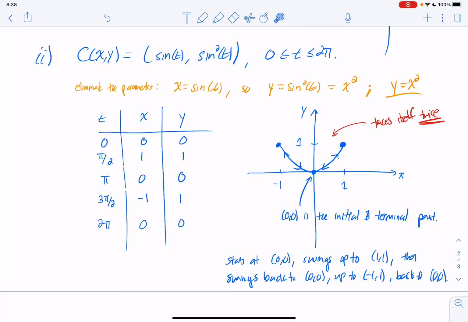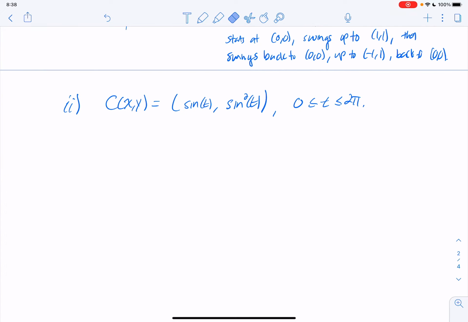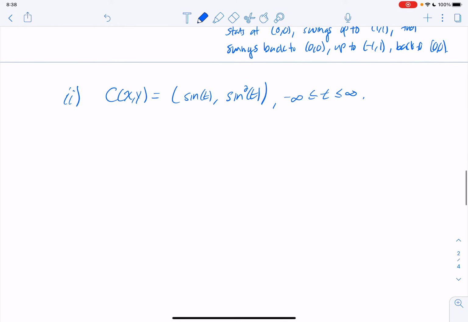There are other interesting ways to yield this picture. Let's actually write down what happens if I extend this forever. I'm going to take this exact situation here, and instead of 0 to 2 pi, let's go negative infinity to positive infinity. We now have an idea of what's going to happen here.